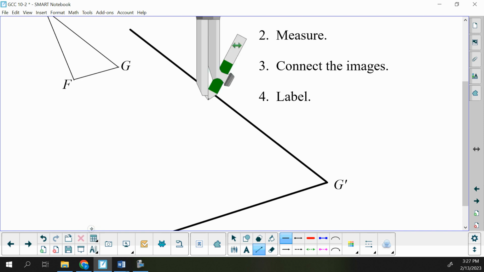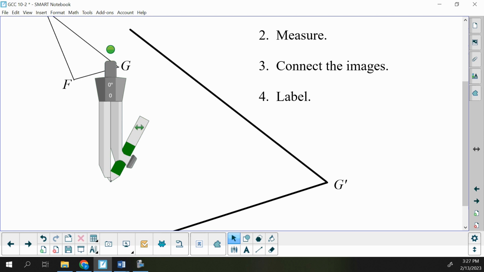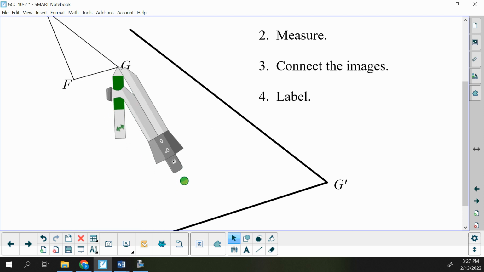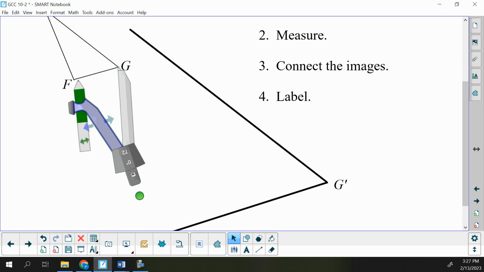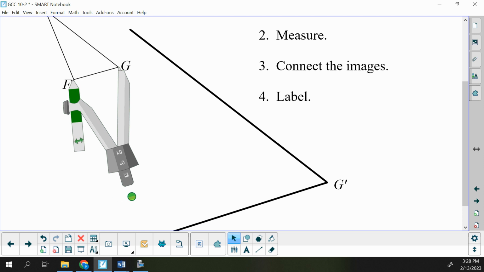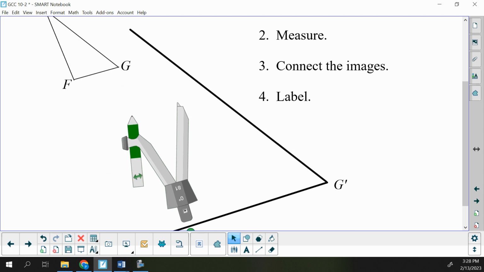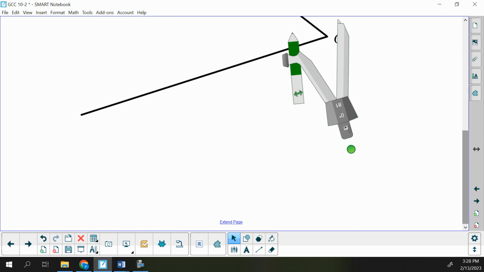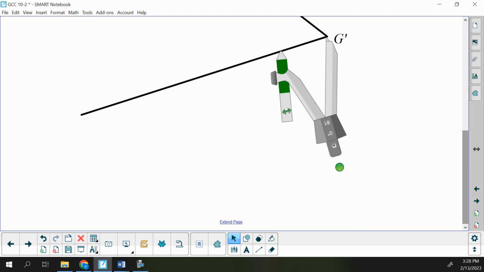And then we're going to take our compass and let's measure it from G to one of our other vertices. I'm going to go G to F to start out. After you've got it measured from G to F, we're going to start at G prime, and because it's a scale factor of 3, we've got to do 3 markings. And that third marking is where F prime would be.